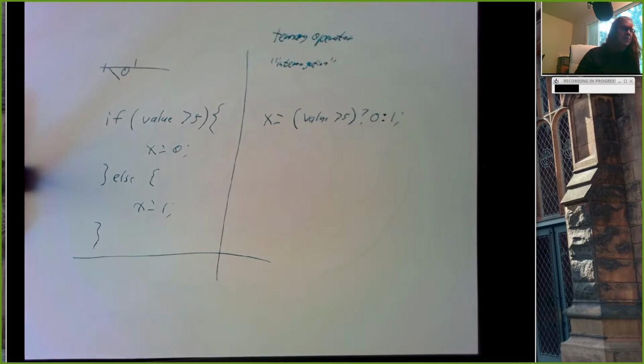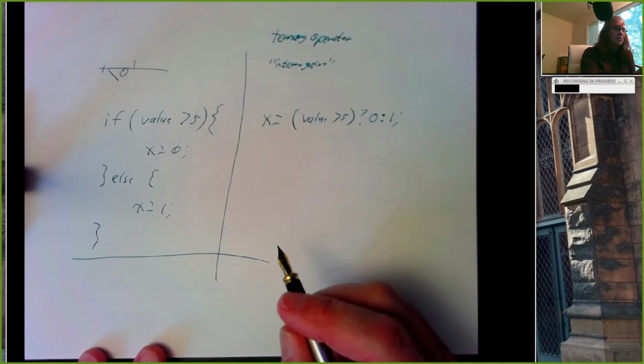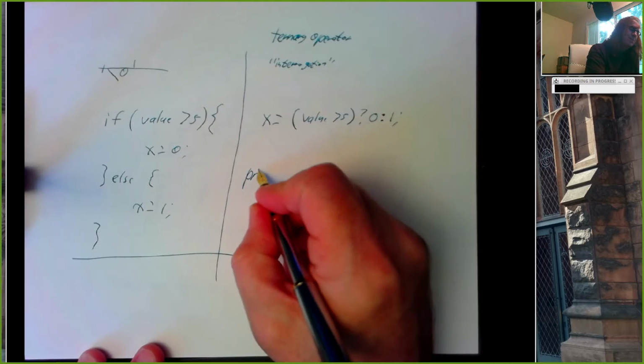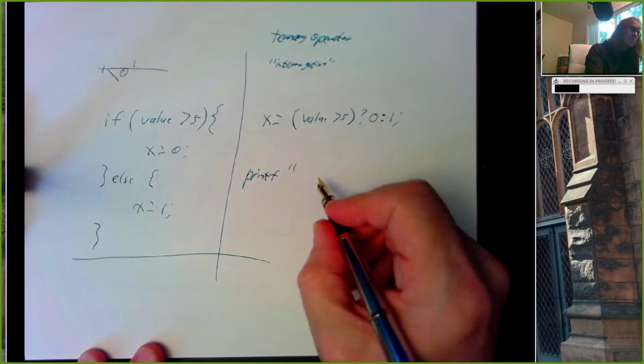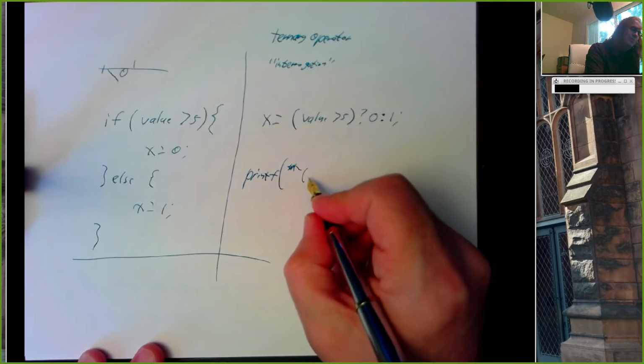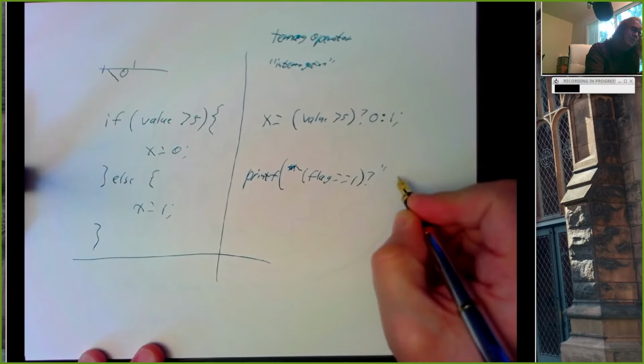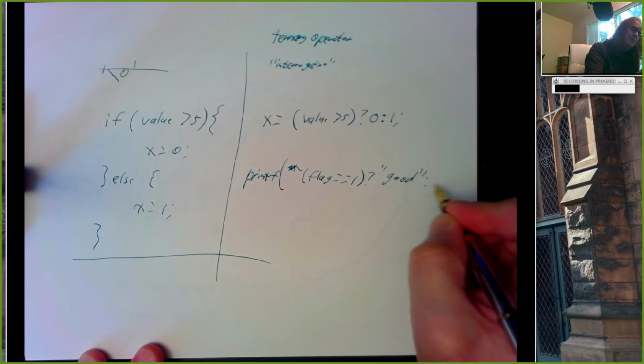Oh, that makes sense. And when I learned this, it was called interrogation. I don't know if that's what Kernighan and Ritchie called it or what, but usually I just see it called the ternary operator. And you can use this in all kinds of places, right? You could say printf flag equals 1, interrogate, good, colon, bad.